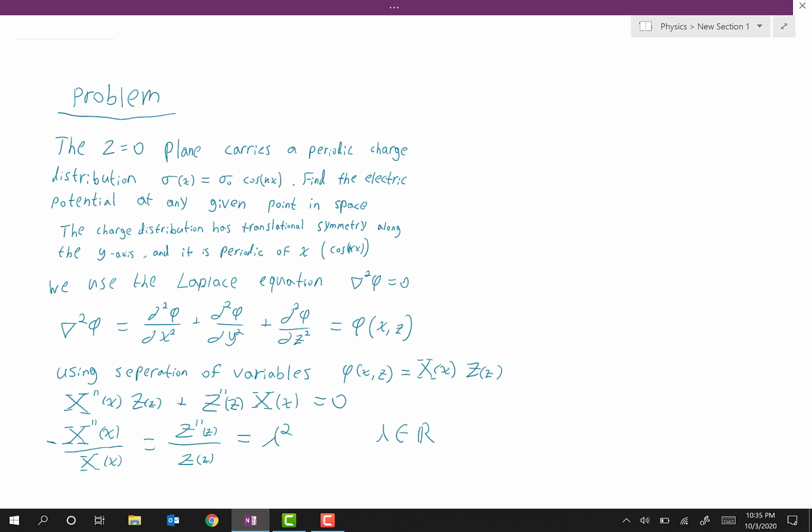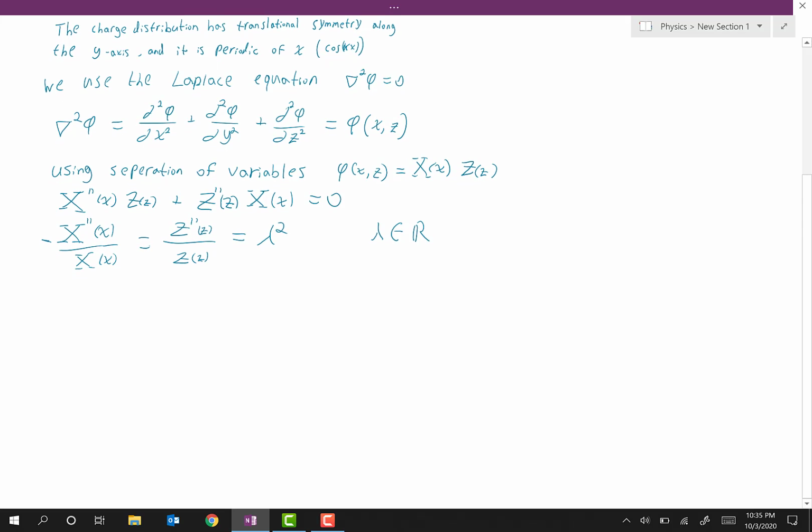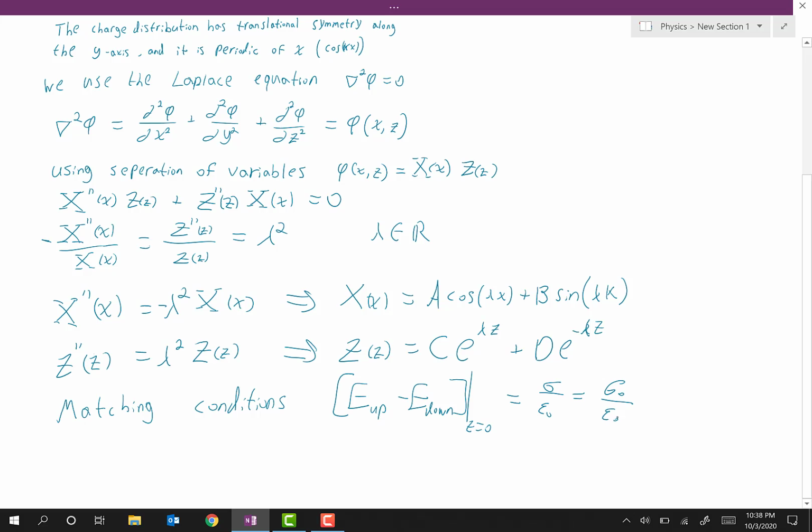When we write down the two equations, we notice that those are second-order ODEs. From kindergarten, we know the solutions for the negative sign are going to be sines and cosines, but for the positive sign, we're going to get exponentials. The matching condition along the boundary states that the electric field pointing upwards minus the electric field pointing downwards, evaluated on the interface of the surface, has to be equal to the charge density divided by epsilon naught.